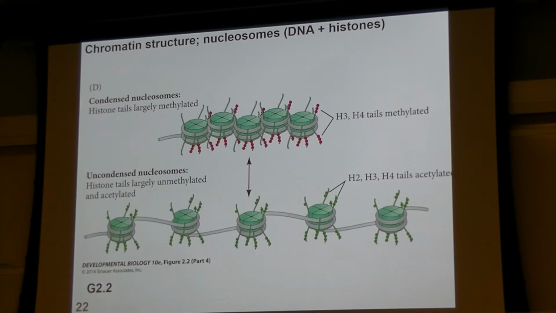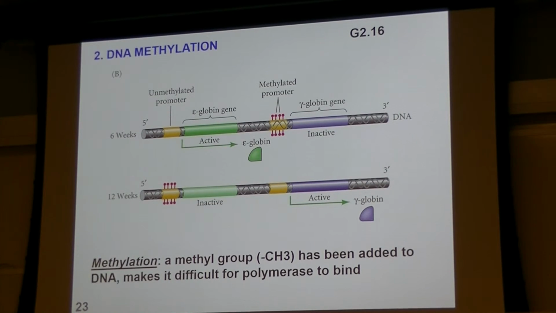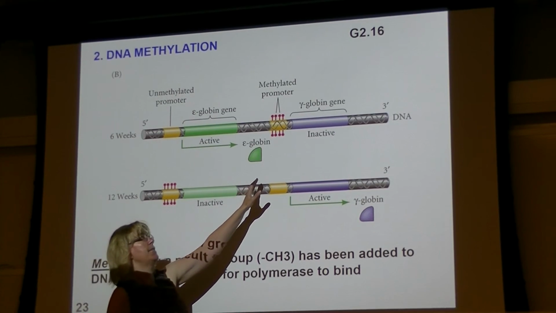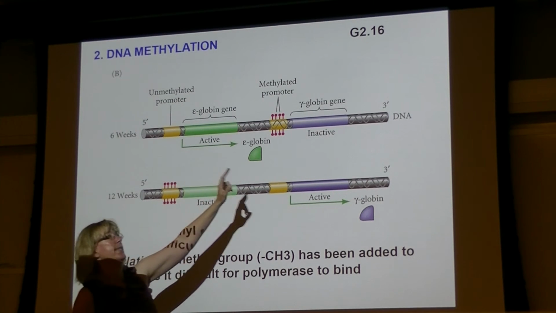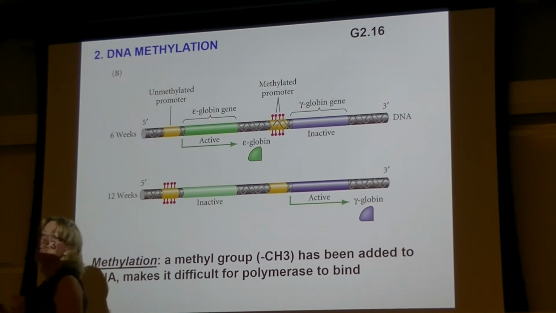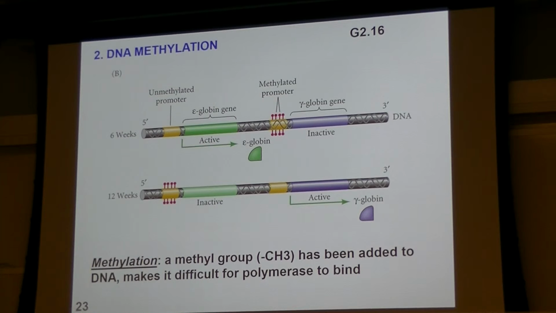Hot area of research too, by the way. Things that are methylated tend to not be actively transcribed. So here are 2 different genes, epsilon globin and gamma globin. They're right next to each other on the chromosome. One promoter is methylated, tightly packed in, the other is open, and one gene is being transcribed into mRNA and the other is not, by this chromosome regulation. That's at 6 weeks.